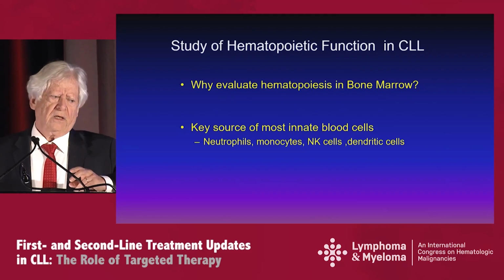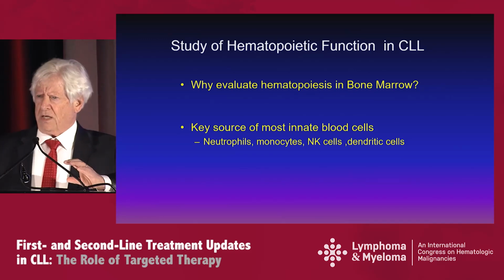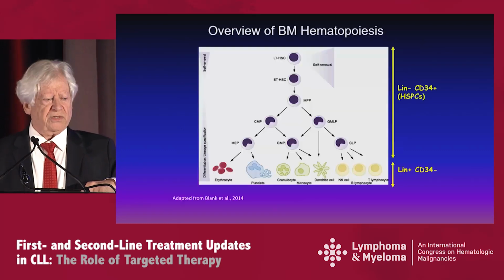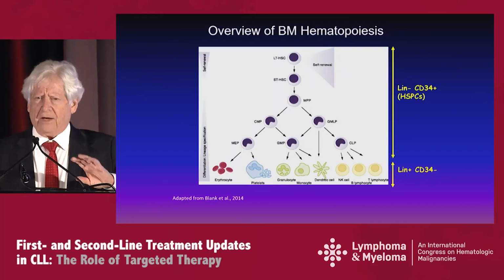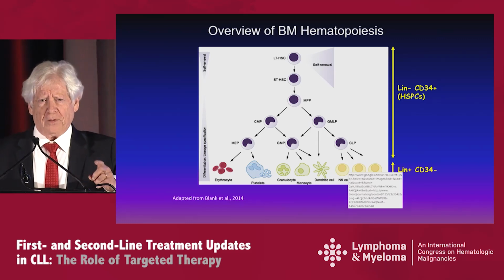One reason is it's the key source of most innate blood cells. This includes neutrophils, monocytes, NK cells, and dendritic cells. And it is these cells we rely on to initially resist infections. Now, this is just a brief overview of bone marrow hematopoiesis. As you remember, this is hematopoiesis.